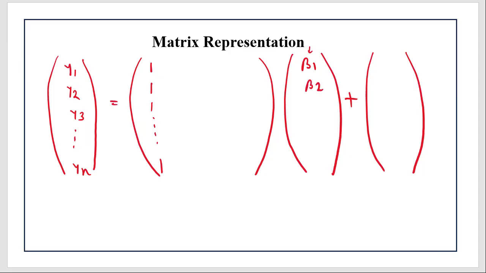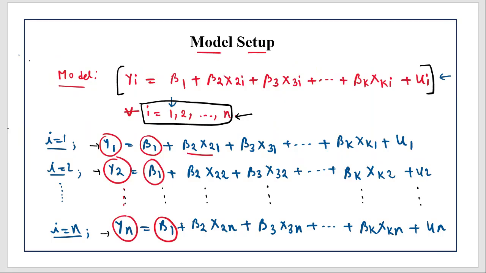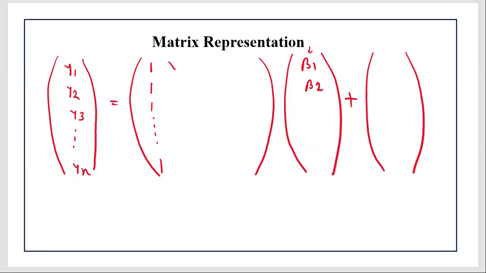Now, the second thing is beta 2. So we are only talking about beta 2. Wherever you have beta 2, see beta 2 x21, beta 2 x22, and beta 2 x2n. So how will you write this thing? In the matrix version, you will write simply this, x21, and then you have x22, and so on, all the way up to x2n. This will be the second column, and in the same fashion, you will do all the things.